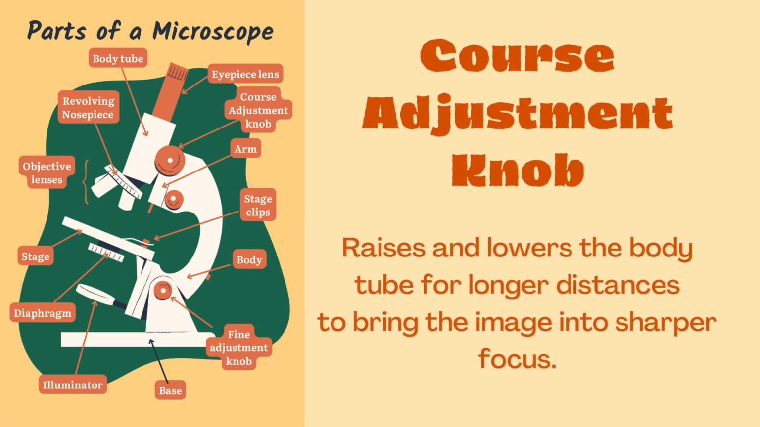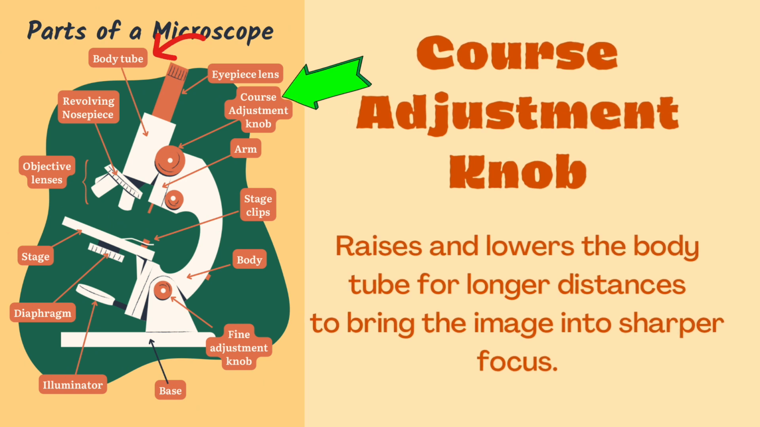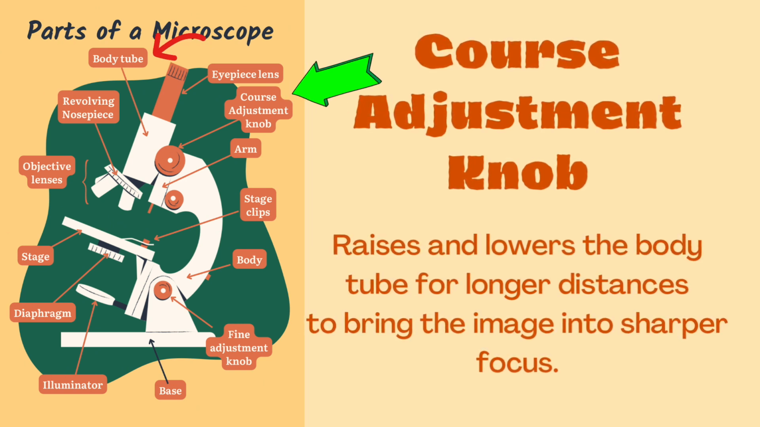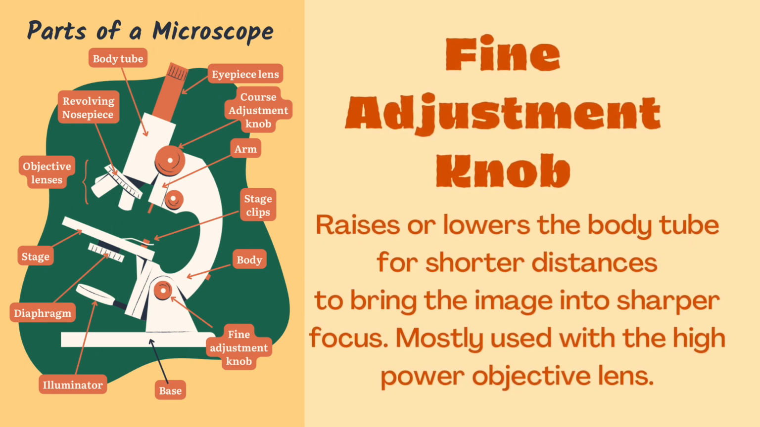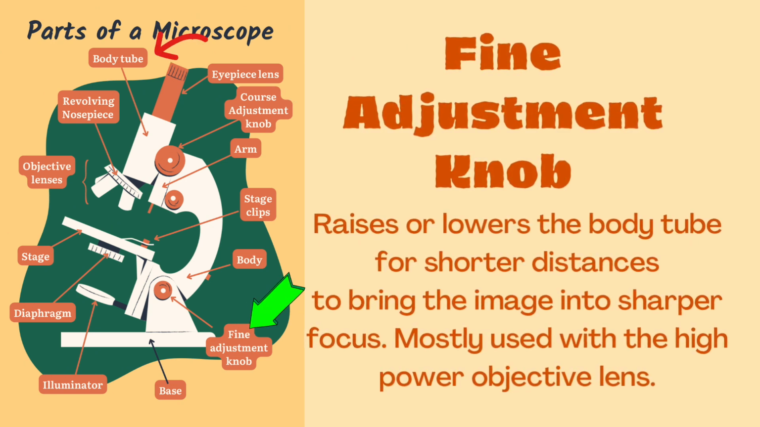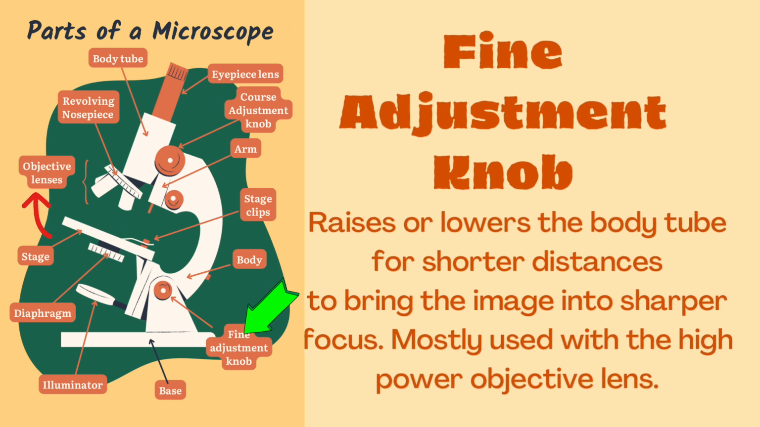The coarse adjustment knob. It raises and lowers the body tube for longer distances to bring the image into sharper focus. Next, we move to the fine adjustment knob. It raises or lowers the body tube for shorter distances to bring the image into sharper focus, mostly used with the high power objective lens.